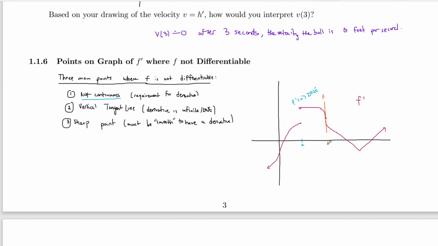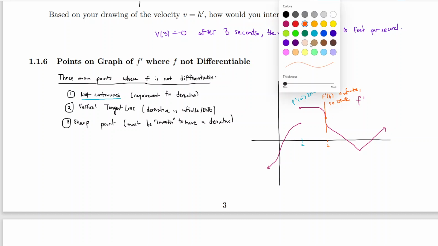Let's call this number b here. F prime of b is infinite. So the way we write that is it does not exist. So pretty much the only time we use infinity or negative infinity is when we're talking about limits. With derivatives, not that useful.